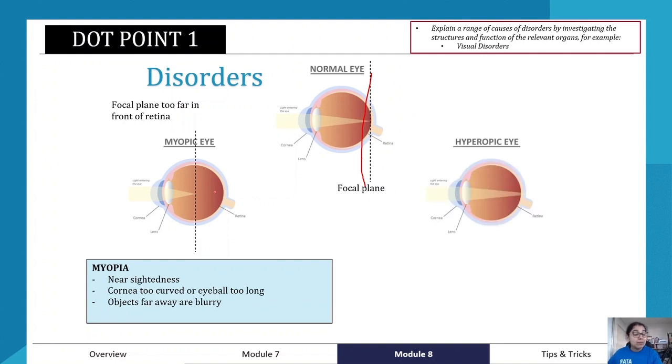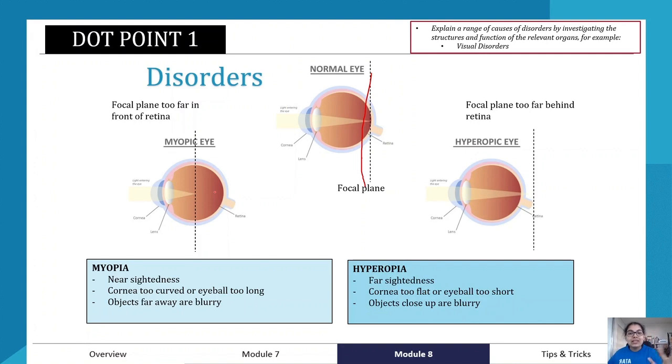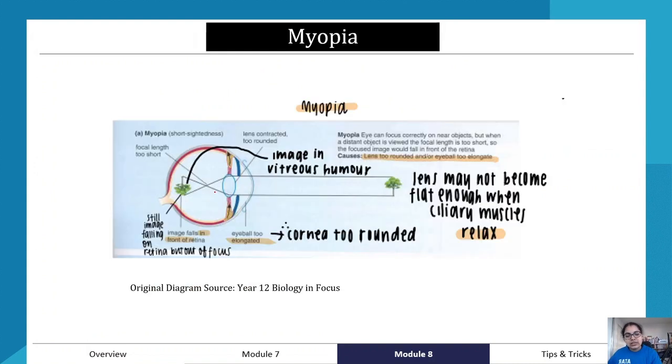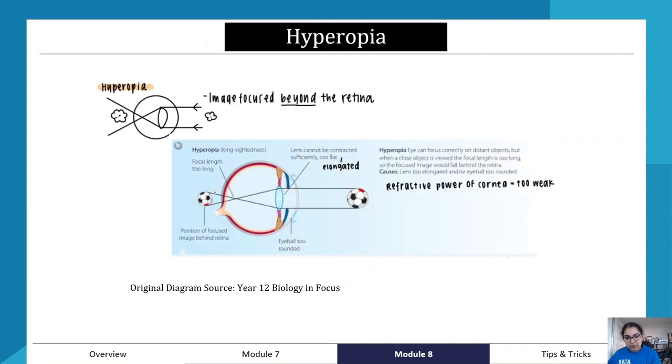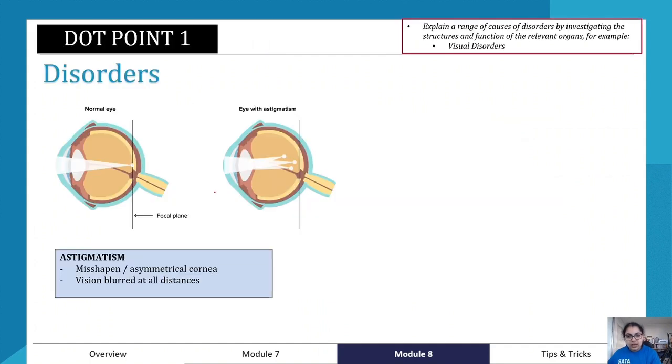And hyperopia can happen when your focal plane is too far back from the retina. What that means is you can perceive things at a distance really easily, it's really clear. However, you have farsightedness. You can't see things that are close to you very clearly. So objects up close can be blurry, and that's kind of the opposite of myopia. So that's more on myopia and hyperopia.